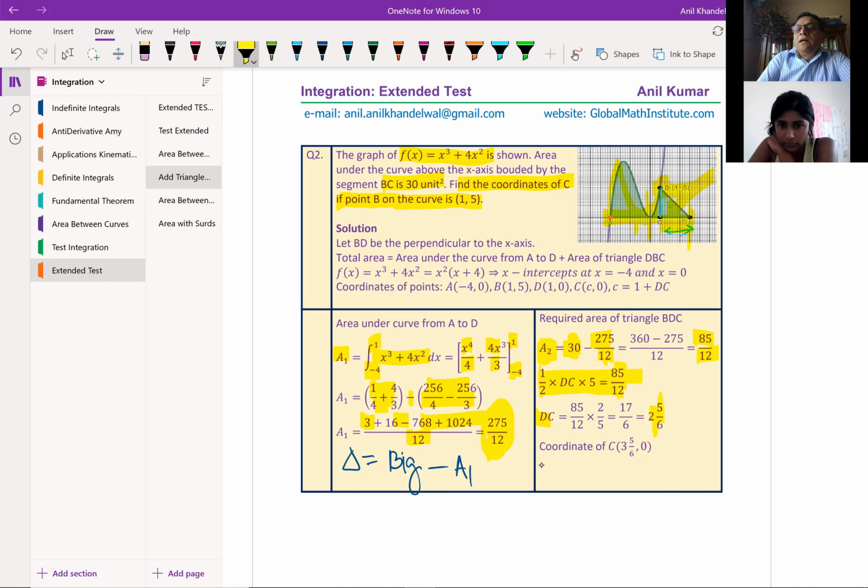Now remember, DC is 25 over 6, but the point C is 1 unit further away because D is at 1, right? So you add 1. Still, there are a lot of things to incorporate to get exactly the correct answer. So you get C as 25 over 6. You get the point. Yeah, that's quite a good, nice question.